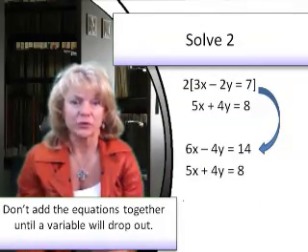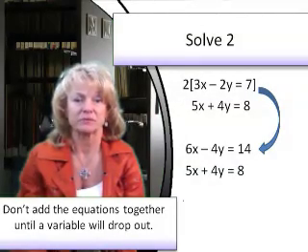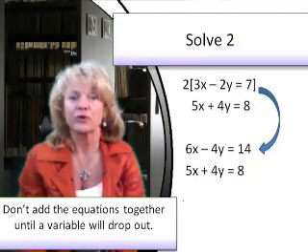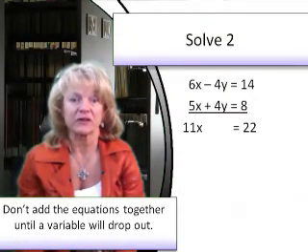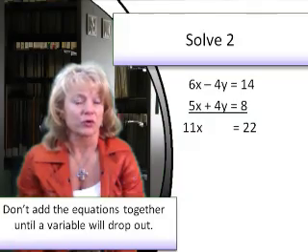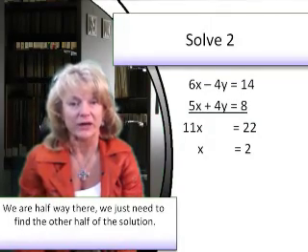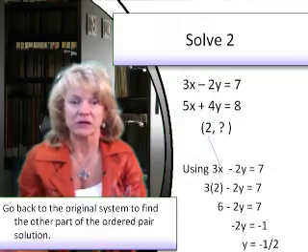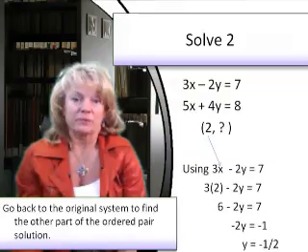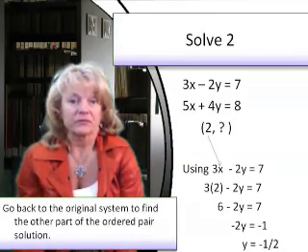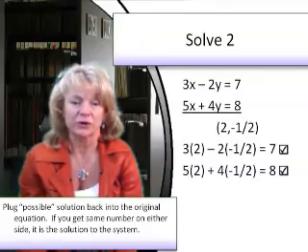To get rid of the y's, we need, again, the same coefficient and opposite sign, so we multiply the top equation by 2. After this step, we are now ready to add the two equations together. We are on our way to finding the first half of our ordered pair solution, and we get x equals 2. Now we need to go on and find the y coordinate. And again, you can go back to either equation to find the other coordinate. I've chosen to go back to the first equation. Again, perform the check to make sure that you have the correct ordered pair solution.